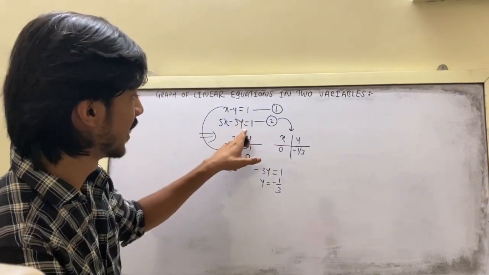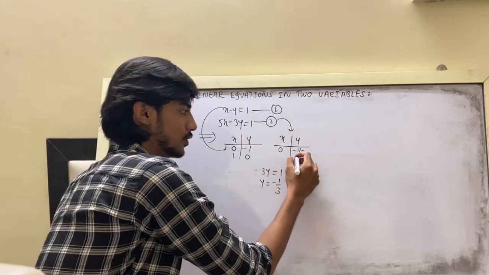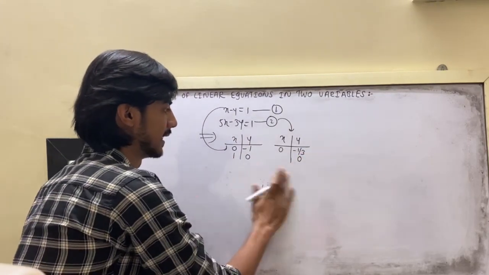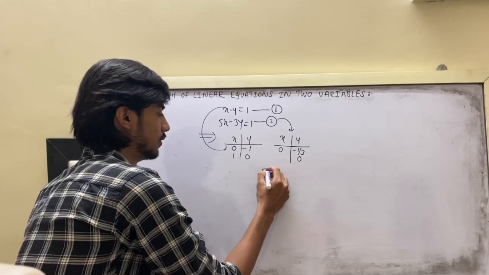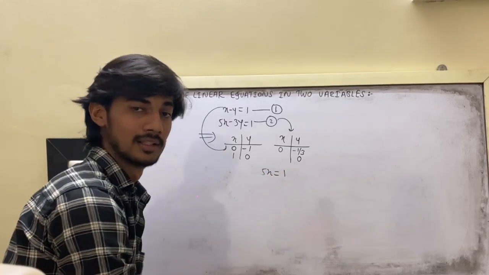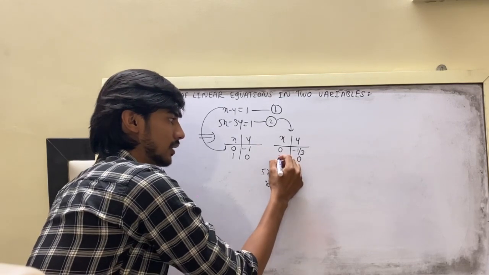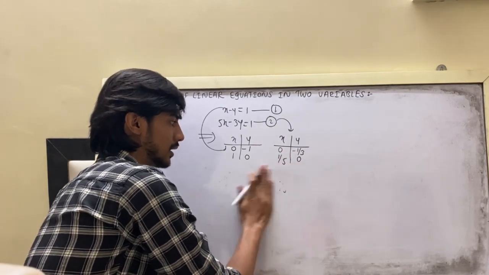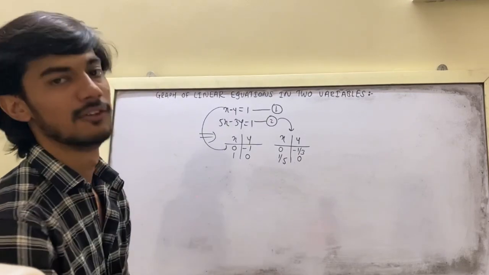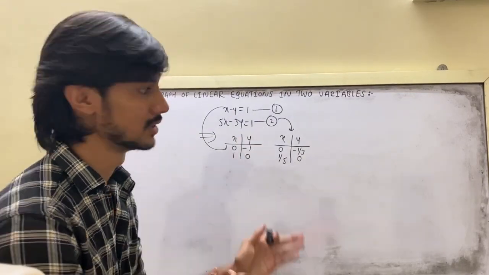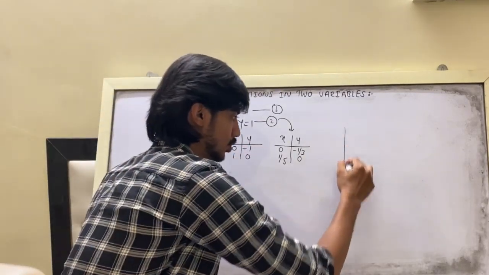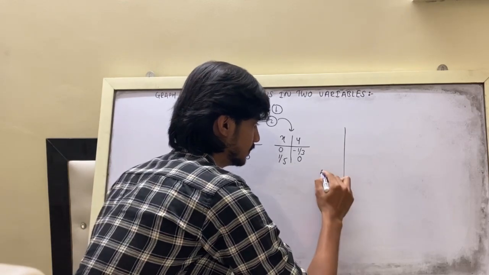And take y equals 0. What is the value of x? Then 5x is equal to 1. The value of x is equal to 1 by 5. Then we only have to draw the graph of these two equations. Then draw the graph like this.